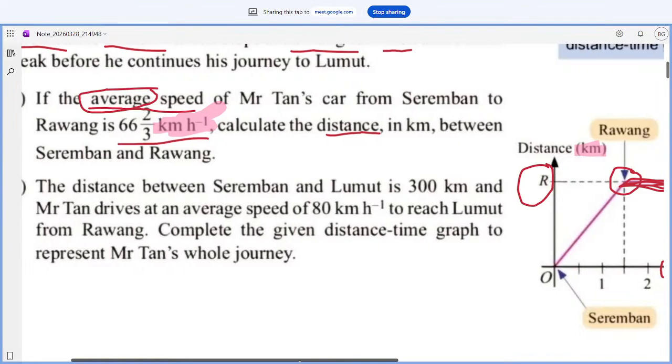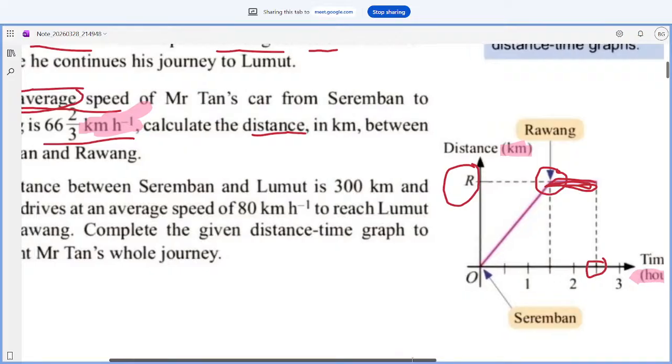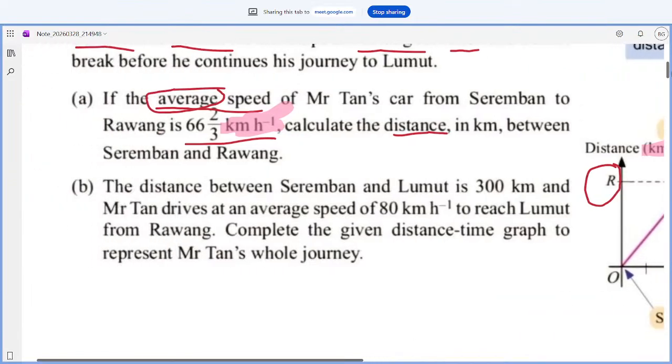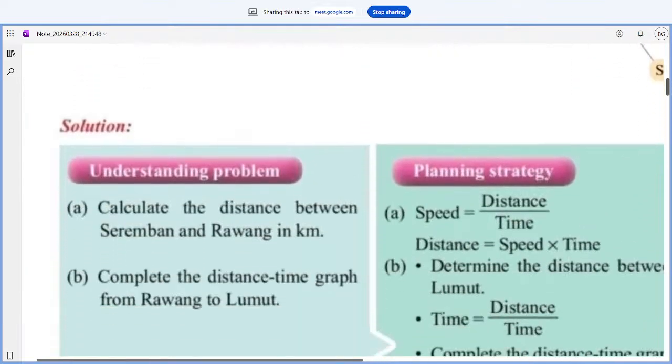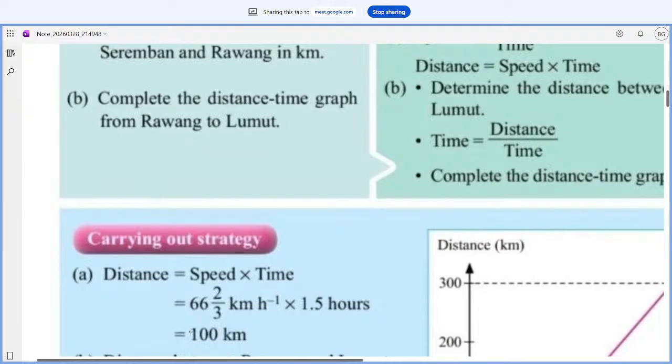So 66 2/3 equals R over 2.5. So you just solve for R, and you can get the answer. This is for part A. Part A, this is your answer. Can you see, guys? Are you all clear? So your total distance is 100 kilometers. Clear? For part A? Simple, right? So this is how you do part A.